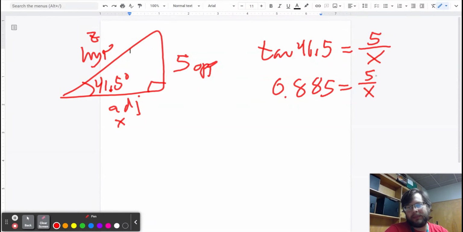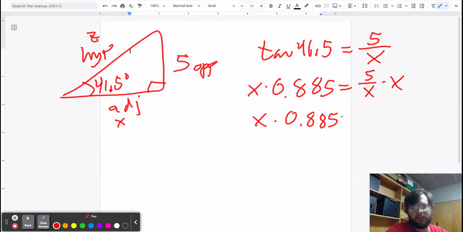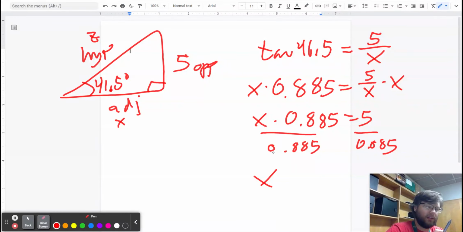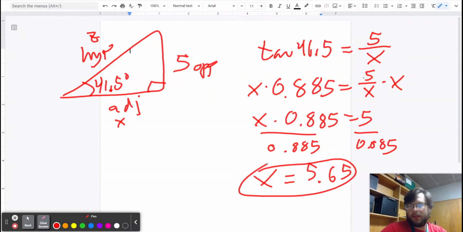So we've got to do two steps. You still want to multiply to get rid of the fraction, but now you have x times 0.885 equals 5, and then you divide to get rid of multiplication, and then you've got it. So x equals 5 divided by 0.885. So x is going to be 5.65. So that's all it is.